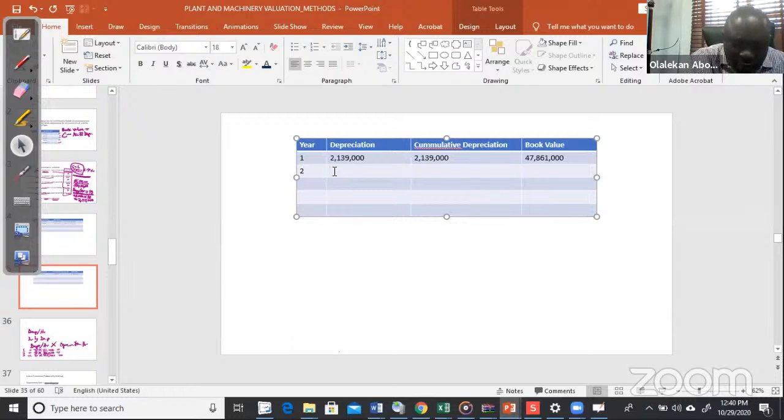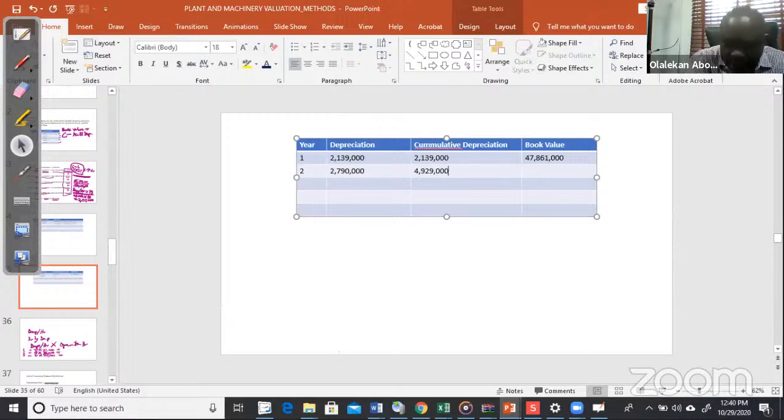Now, when you get to year 2, your depreciation is 2,790,000. So you now have cumulative. Cumulative here will now be this figure plus the first one, so we add the two together. That gives 2,929,000.